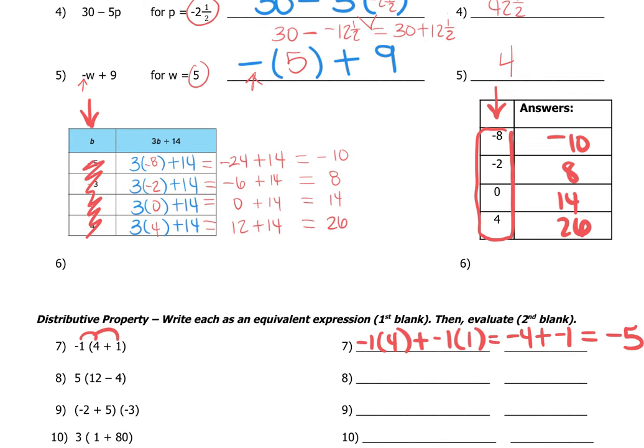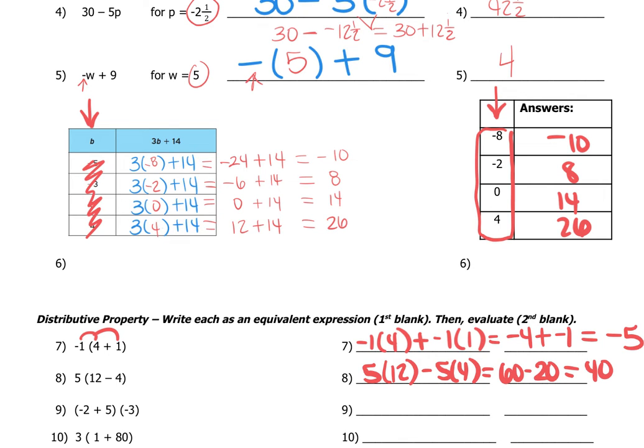Number 8, we're going to distribute a 5 to the 12 and to the 4. So it'll be 5 times 12 minus 5 times 4, or 60 minus 20. So the final answer is 40.